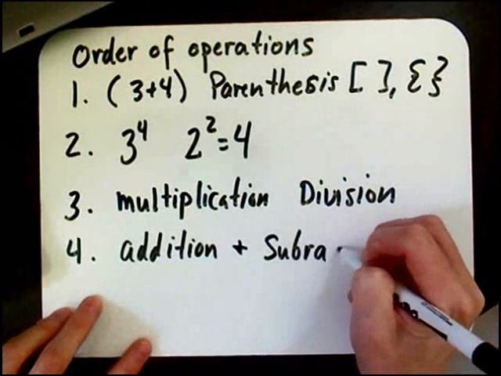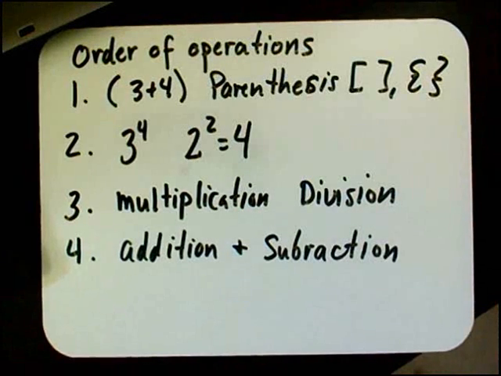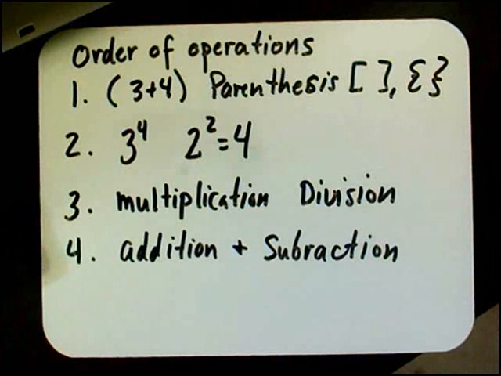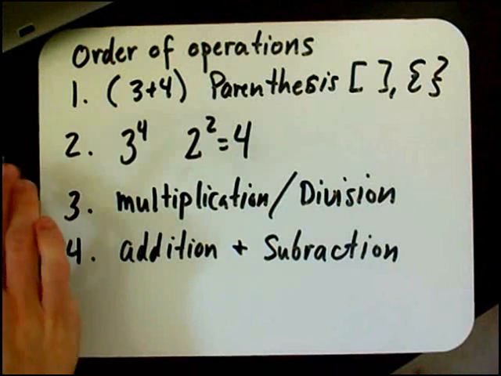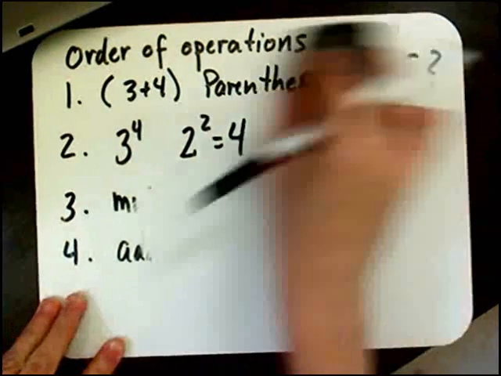Again, to recap, we start with all of our grouping symbols, parentheses, brackets, and braces. Then we move on to our powers, our exponents. And then we do all of our multiplication and or division and all of our addition and subtraction. Okay, so now let's look at example 1.